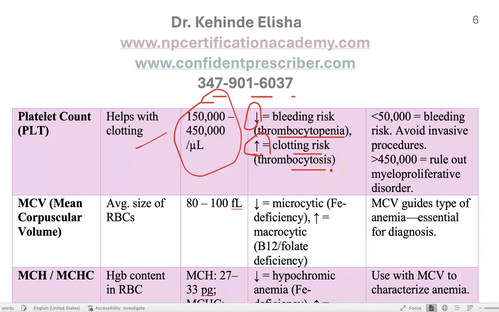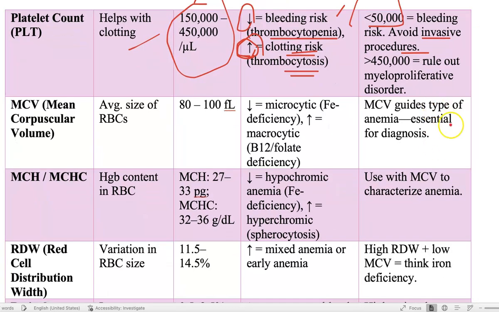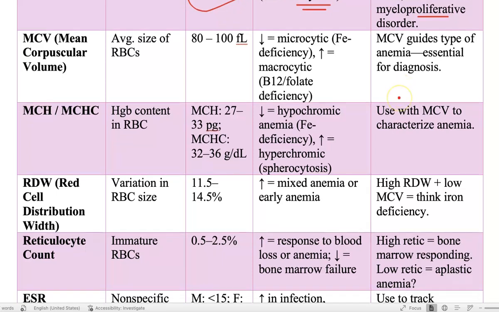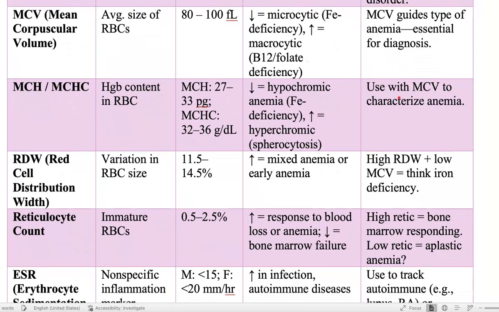So make sure you know those two differences. If platelet count is low, we may have bleeding risk, thrombocytopenia. If platelet count is high, we may have clotting risk, like thrombocytosis. Less than 50,000 is bleeding risk. You want to avoid any kind of invasive procedure because they will never stop bleeding. More than 450K, you want to rule out what? Myeloproliferative disorder.